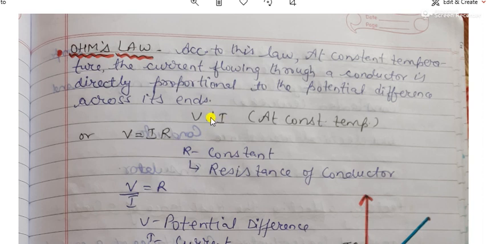When the sign of proportionality is removed, a constant has to be placed here. This constant is R, and it is known as the resistance of a conductor. So from here we can obtain that the resistance is equal to the potential difference divided by the current.